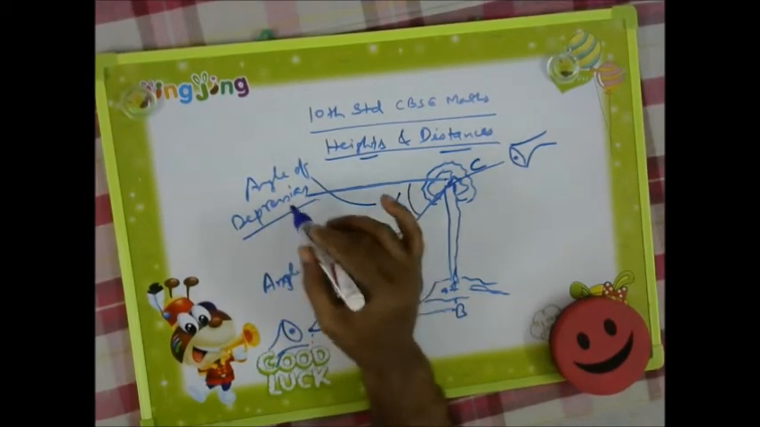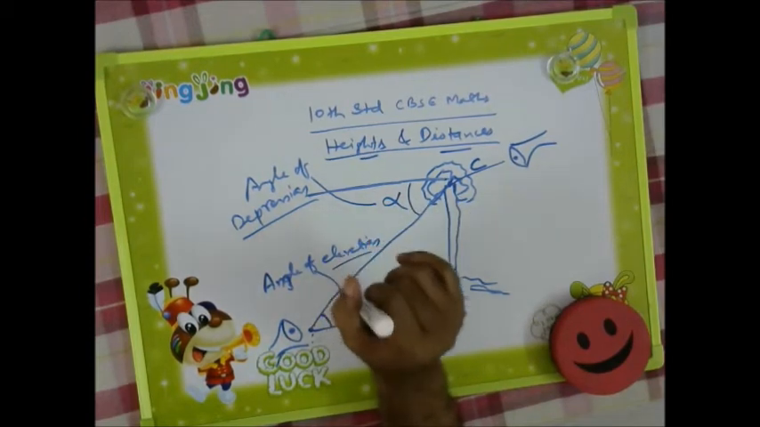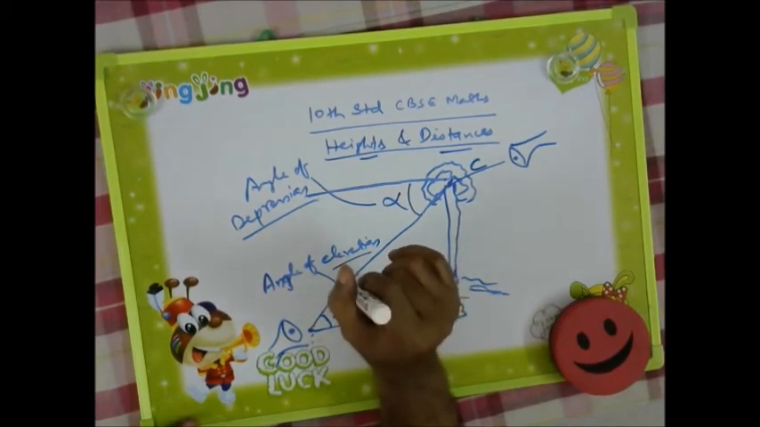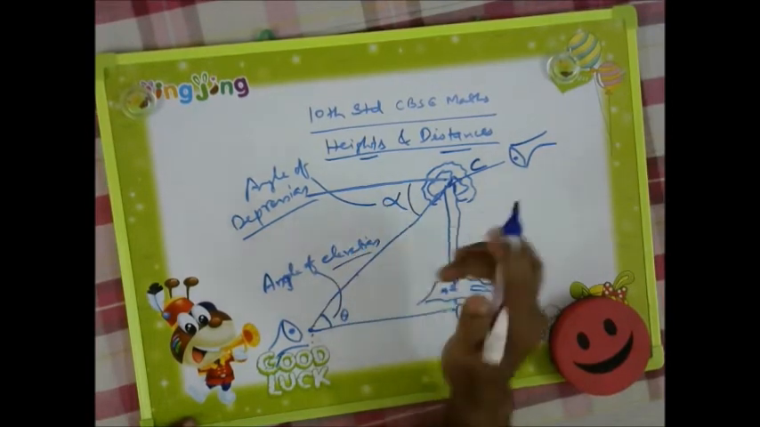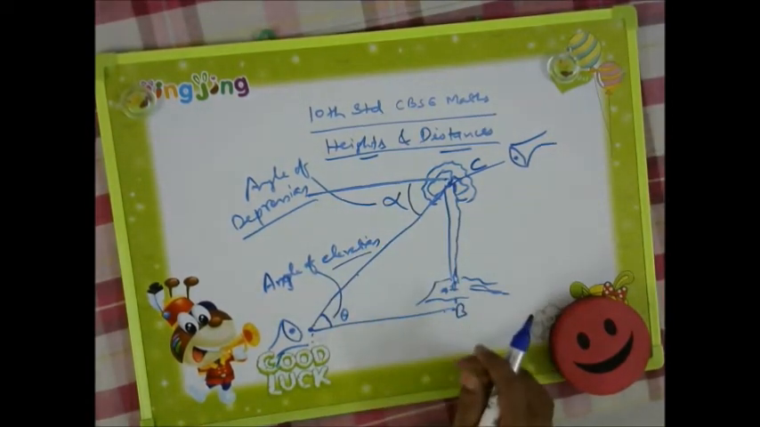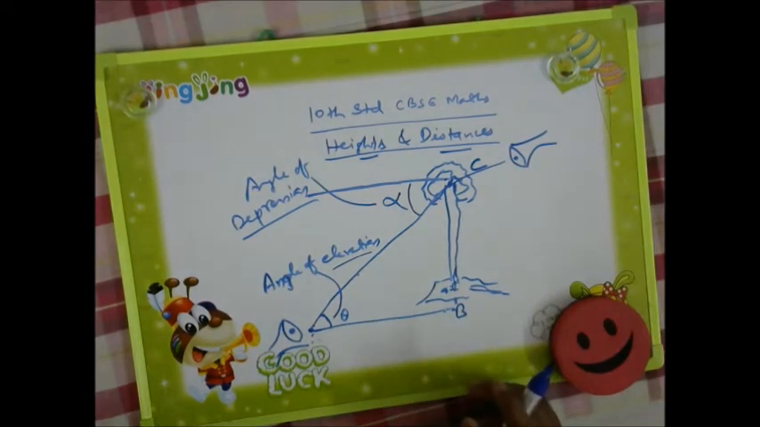These two, angle of depression and angle of elevation, are very important to understand. Why? Because based on this angle of depression and angle of elevation only, all the problems will be converted into a triangular problem, and then further we will be able to use trigonometric ratios.